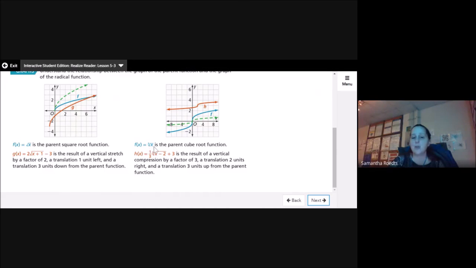f of x equals the cube root of x is the parent cube root function, so the blue one. Okay. I'm graphing h of x equals 1/3 times the cube root of x minus 2, plus 3. I have a vertical compression by a factor of 3. Everything gets smaller. Okay, and then a translation 2 units to the right. So this point right here goes to the right. And then up 3 units. And that is the end of Unit 5, Lesson 3.